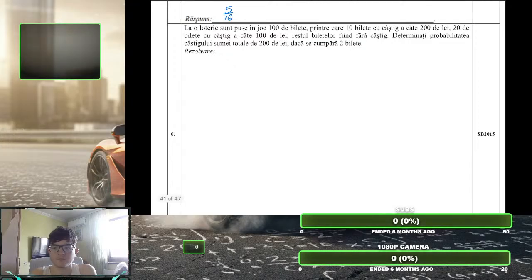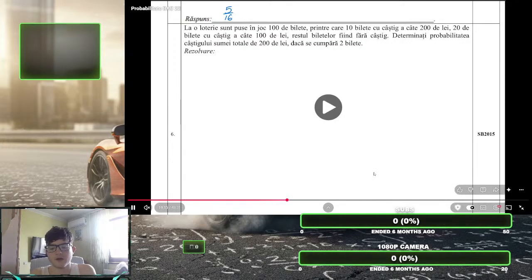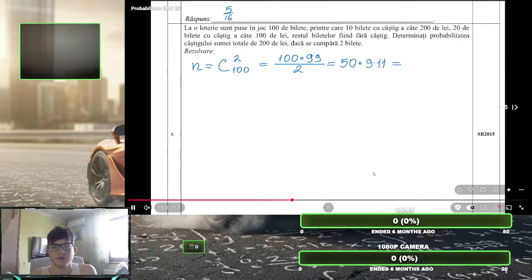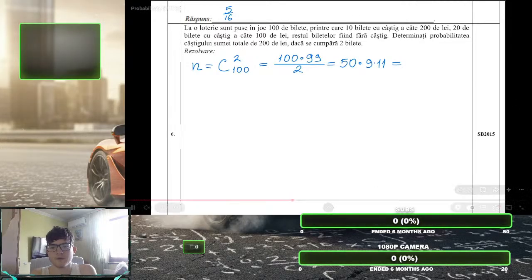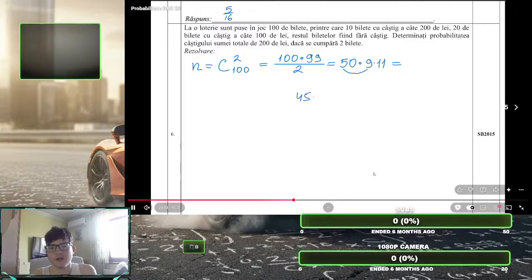Okay, that's it. The same as before. Here the N is not going to be 2 to the power of something because you're not throwing a coin, you're buying lottery tickets. So here, in total there are 100 lottery tickets and you take 2, so C of 100 choose 2. That's pretty easy. I can just show you how it's done. 100 times 99 divided by 2, so 50 times 99. 50 times 99 is 450 times 11, so 4,950.